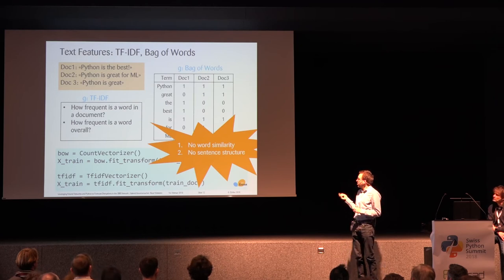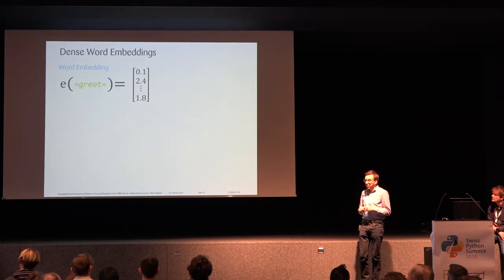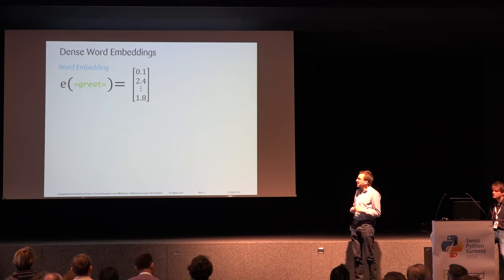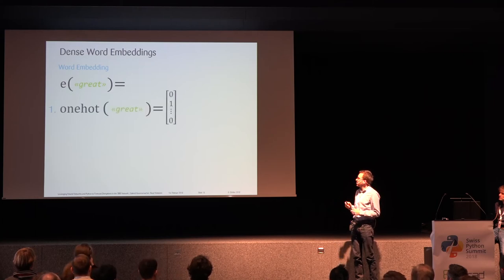So first, I'm going to show you how you can deal with the word similarity issue and then with the sentence structure issue. The word meaning issue is dealt with something called word embeddings. So instead of looking at the whole document, now we're looking at just one word, and we want to find a vector for just a word. So you want to find a function that you can give a word to, and then it gives you this vector.